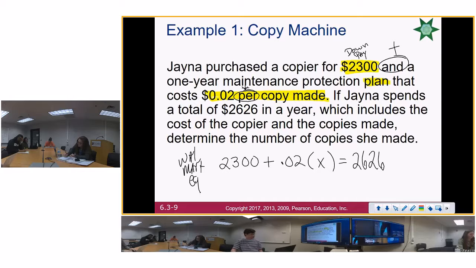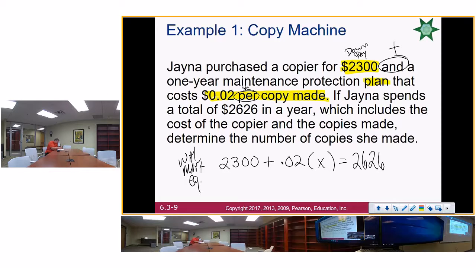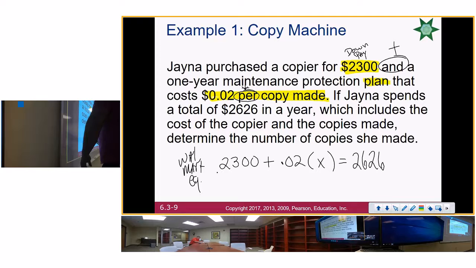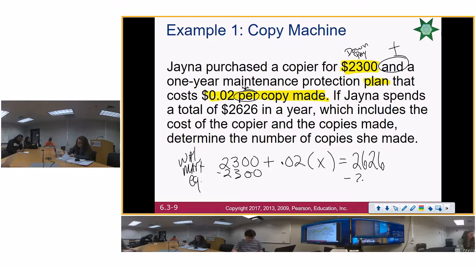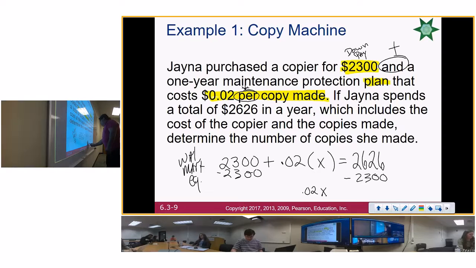So, what do we do? Well, I'm going to subtract 2,300 because I added X by itself. That's going to give me 0.02x equals, what does this come out to be? 326? Yes, sir. Somebody, get your calculators out because you need them, unless you're Rain Man. What is 326 divided by 0.02?